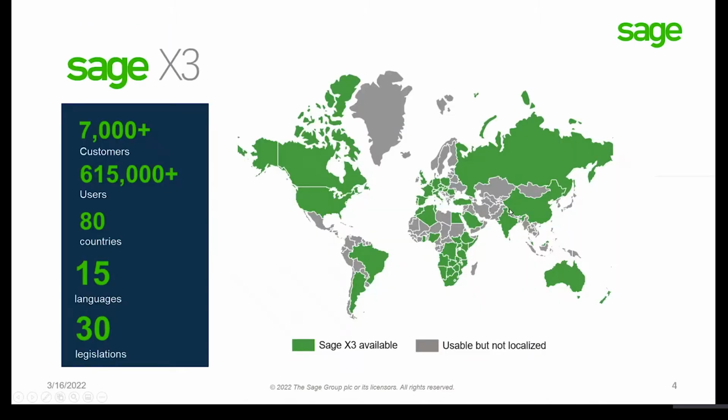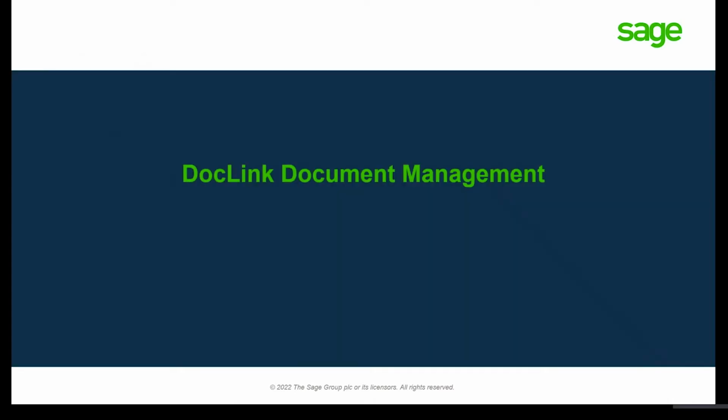Sage X3 has been widely adopted around the world due to its extensive functionality and its ability to support multiple legislations and languages. Altec DocLink is a document management and process automation solution, tightly integrated with Sage X3. DocLink helps you go paperless and automate tasks in many departments, such as Accounts Payable, Accounts Receivable, HR.